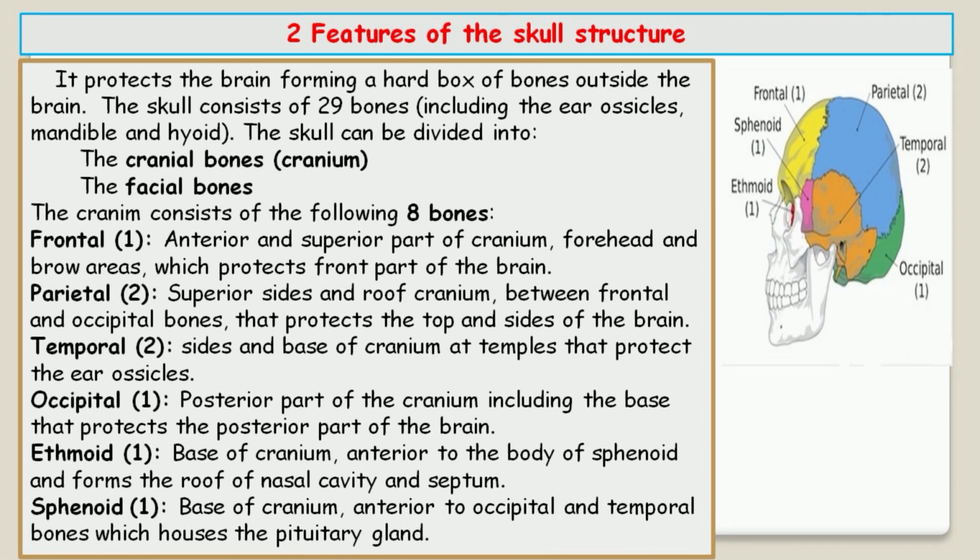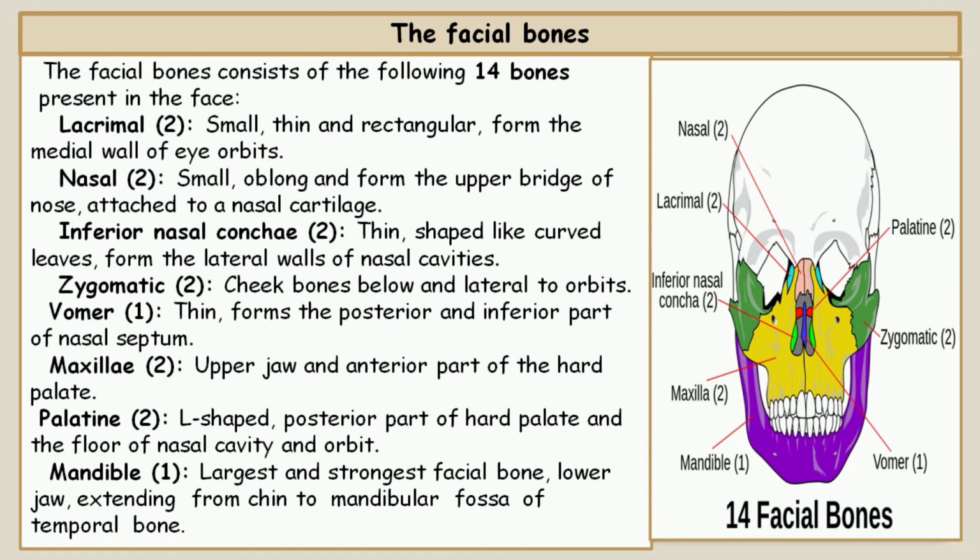Ethmoid, base of the cranium anterior to the body of the sphenoid, forms the roof of the nasal cavity. Sphenoid, base of the cranium anterior to the occipital and temporal bones, which both house the pituitary gland. The facial bones.